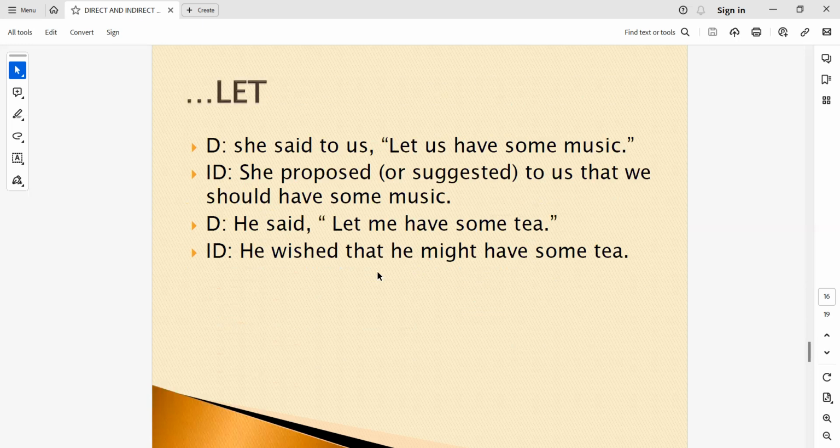When let in the direct speech expresses a proposal or suggestion, we may use should and change the reporting verb into propose or suggest. She said to us, let us have some music. She proposed, or even you can use suggested to us that we should have some music. At the same time, when let does not express a proposal, it should be changed into might or might be allowed or into some other verb according to the sense. The second example is based on that. He said, let me have some tea. He wanted something. He is wishing something. So, he wished that he might have some tea.